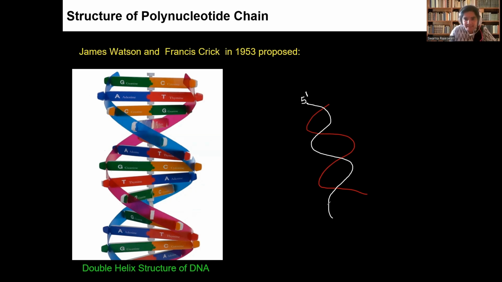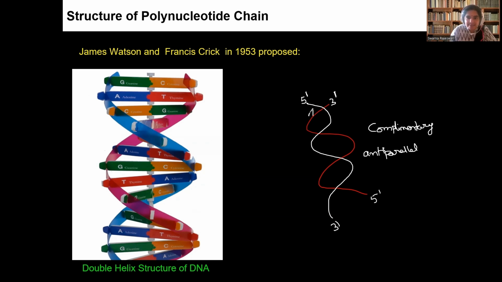So if this is the 5' end and this will be the 3' end, the other strand runs from 3' to 5'. So they are complementary to one another as well as anti-parallel to one another. Complementary in the sense, each chain is made up of several nucleotides, and we know the nucleotide is made up of a base, sugar, as well as a phosphate molecule. So the bases in the case of DNA as well as RNA are complementary to one another.